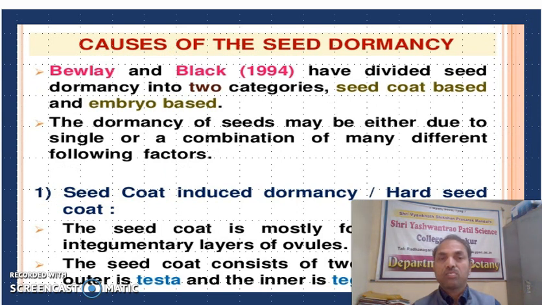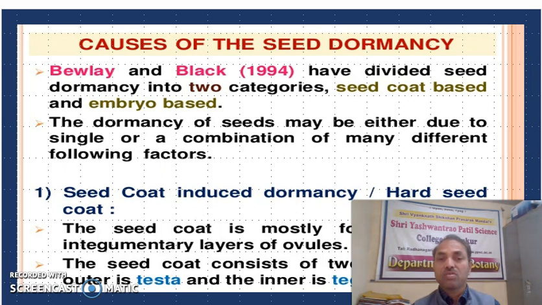Then the next point is causes of seed dormancy. Bewley and Black, 1994, have divided seed dormancy into two categories: seed coat based and embryo based. The dormancy of seeds may be due to a single factor or a combination of many different factors. First, seed coat induced dormancy, or hard seed coat.